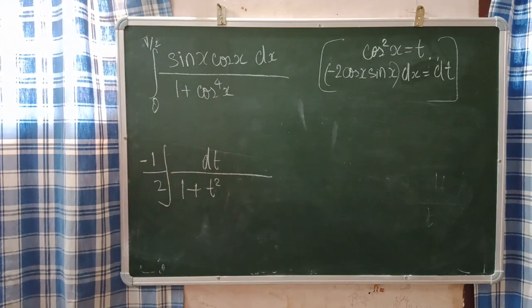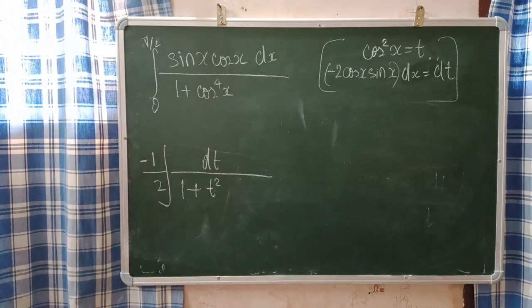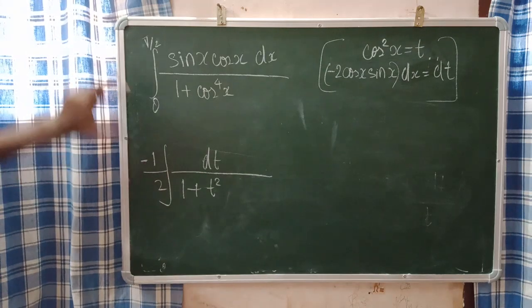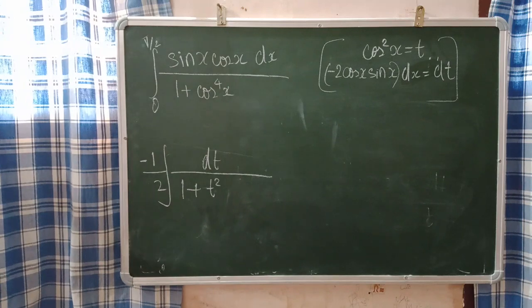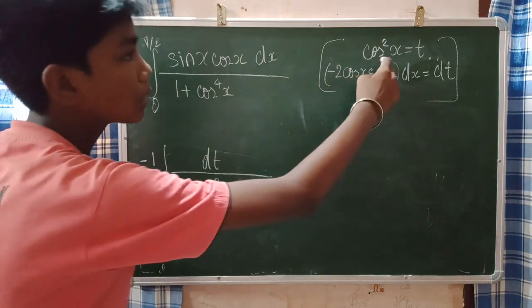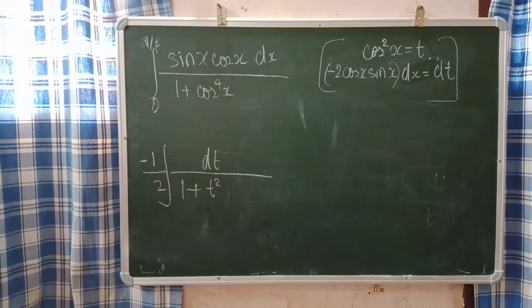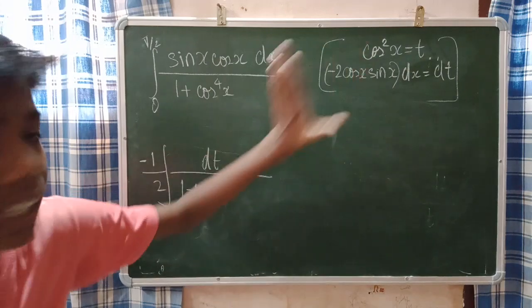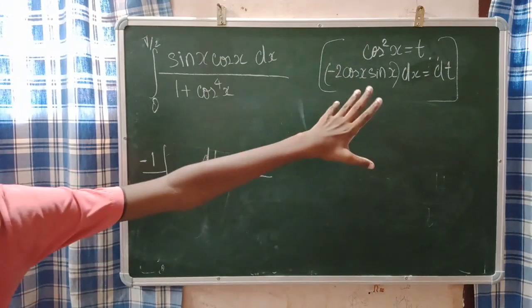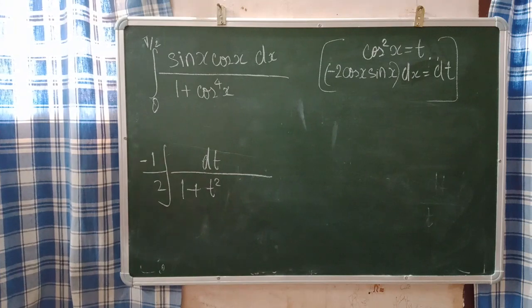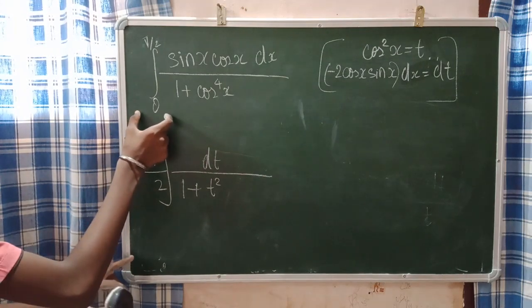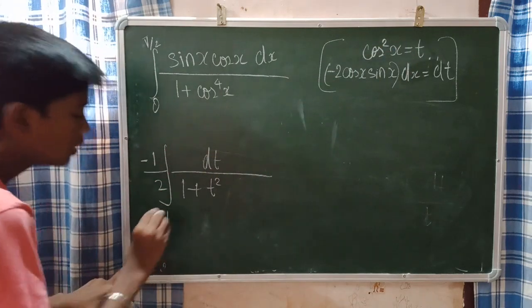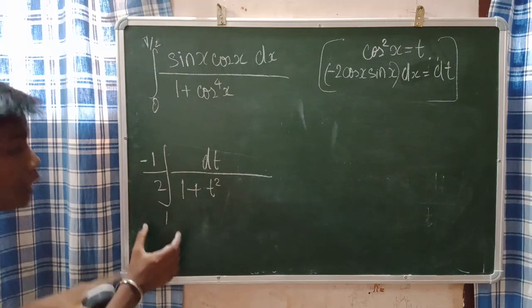Now after this, what will be your limits? Now the real problem starts. Basically, you should not write the limits 0 to pi by 2. So I need to change the limits according to the substitution. Here I am taking cos square x as t. If I am taking cos square x as t, listen, then your limits will take the value of t. Correct now? Well, listen, your lower limit is 0. What is cos square of 0? Cos square of 0 is 1.